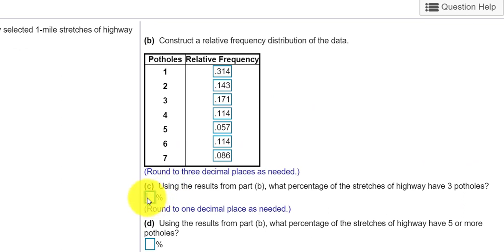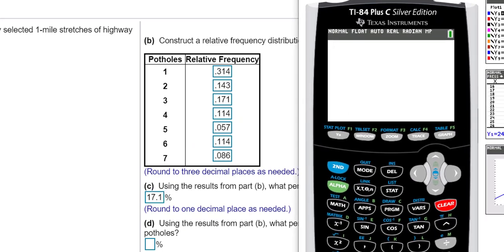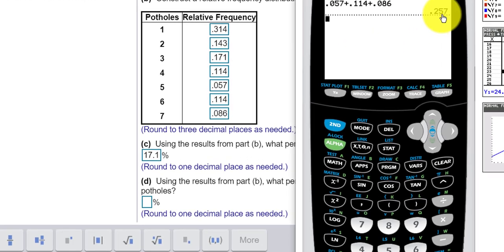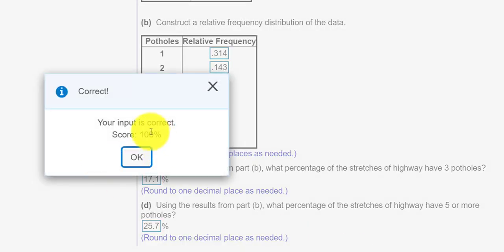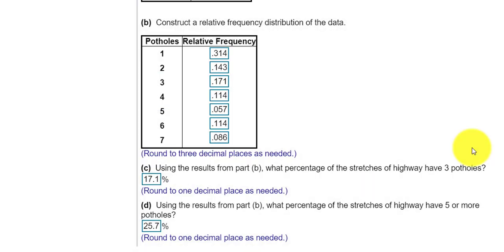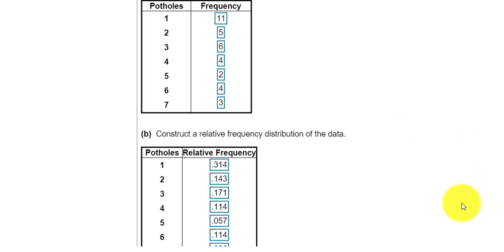So to make it a percent, we move the decimal two places to the right, 1, 2, and add a percent sign. And then five or more, so I need to add up these three values. So I can do something like 0.057 plus 0.114 plus 0.086. Just double checking, I did that correctly. I press enter. And again, you have to move the decimal two places to the right. So I have 25.7%. We check our answer and we get 100%. Okay, so I hope that helps for questions 9 and 10. Thank you for watching.